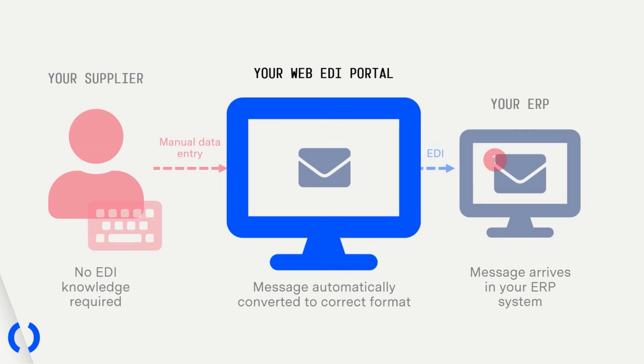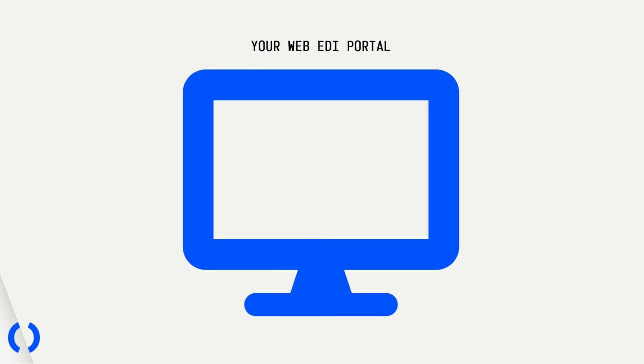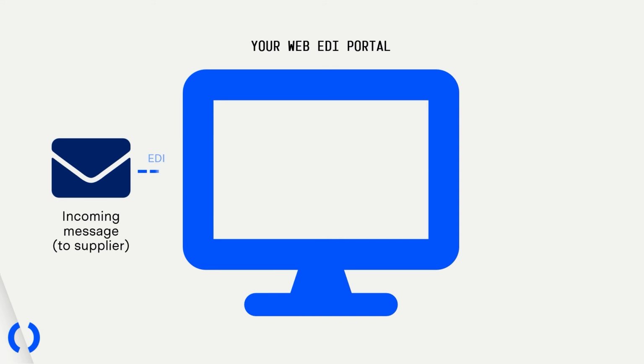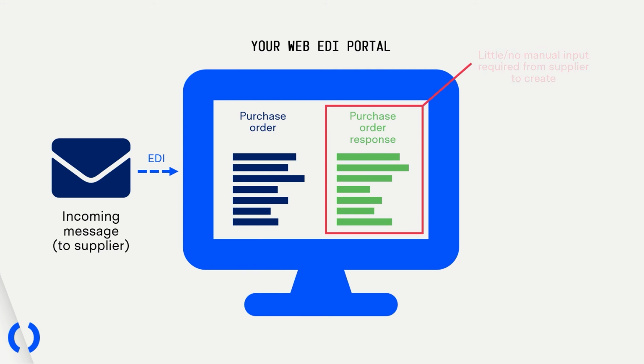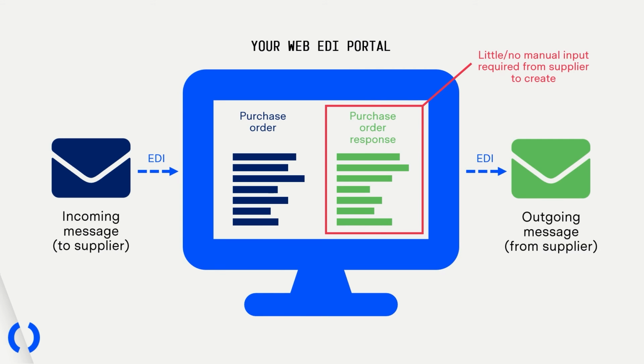Outgoing messages can even be semi-automatically filled with pre-populated information based on incoming messages. For example, to send an order response, the supplier may not need to manually enter any information, as the data will be pulled directly from the incoming order. This process is also known as a PO flip.